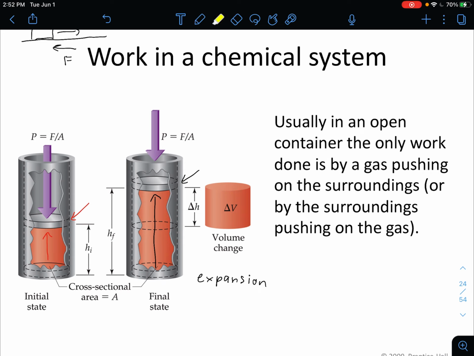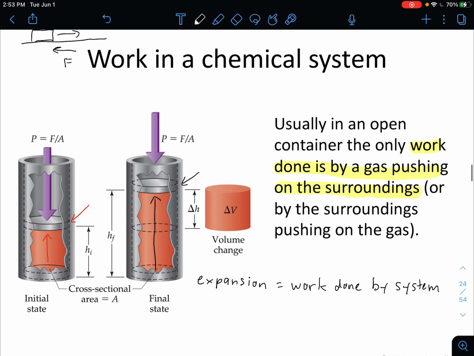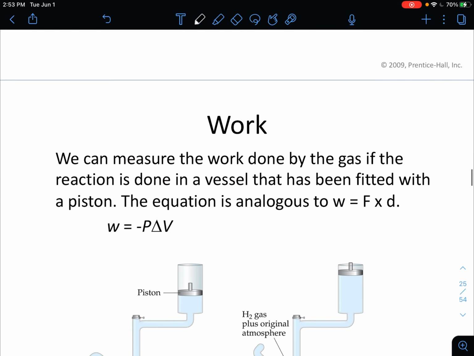In this case, the vocabulary we would use is we'd say work is done by a gas pushing on the surroundings. So if it's an expansion, that means work is done by the system on the surroundings. Work done by system. So let's specify this vocabulary for both cases, the expansion and the compression, and see how it works out for our W value.